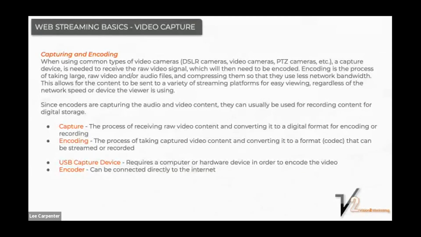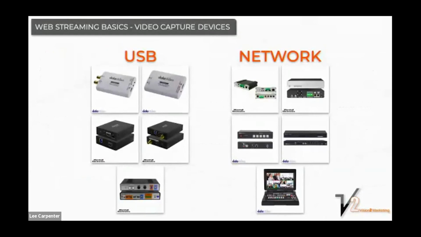And again, just going over the two differences between USB capture and a normal encoder. A USB capture device requires a computer device in order to encode the video. An encoder can capture the content, but has a network connection and can take it directly to the internet. These are a couple of different variations of those two types of capture devices and encoders that I mentioned.